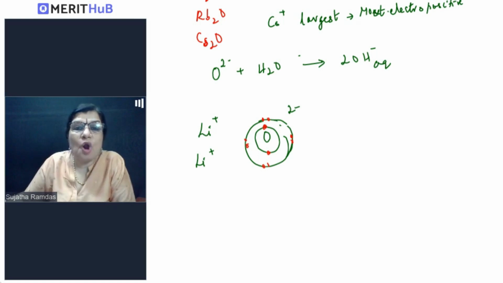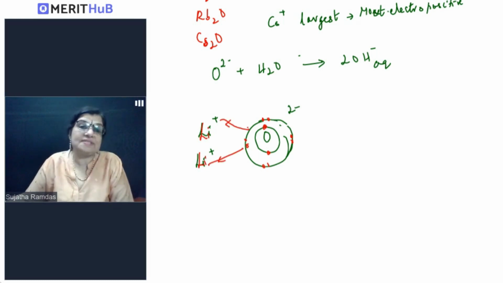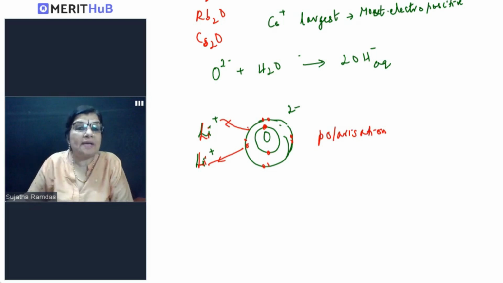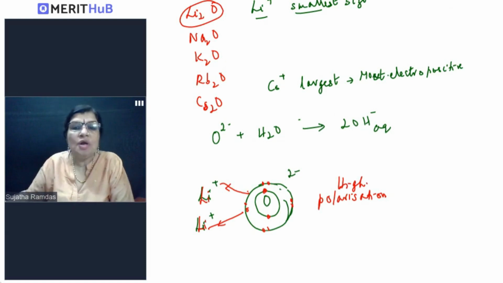Now, because of the small size of lithium ion, they will easily attract the electron cloud towards themselves. The extent of polarization is high. The oxide ion in lithium oxide is highly polarized. Because of the high polarization, it is very difficult to break the lithium oxide bond, and therefore the oxide ion is not easily released by lithium oxide.